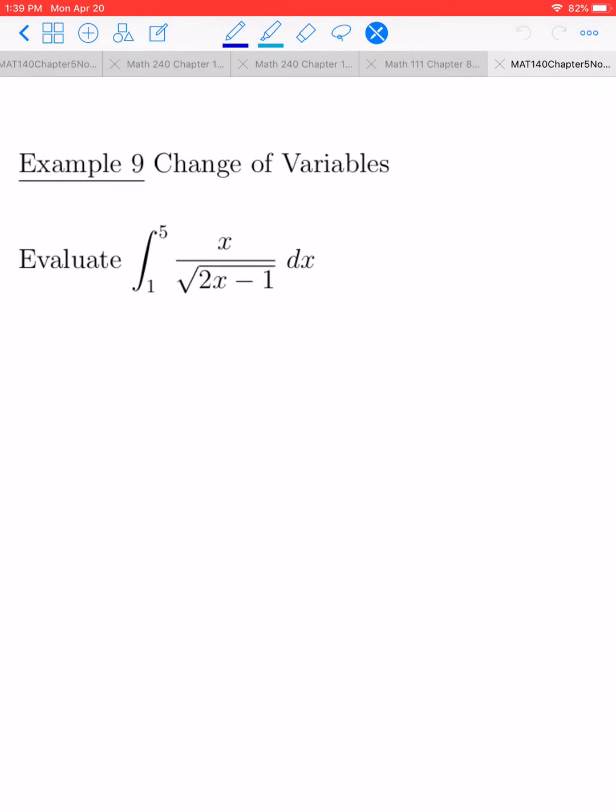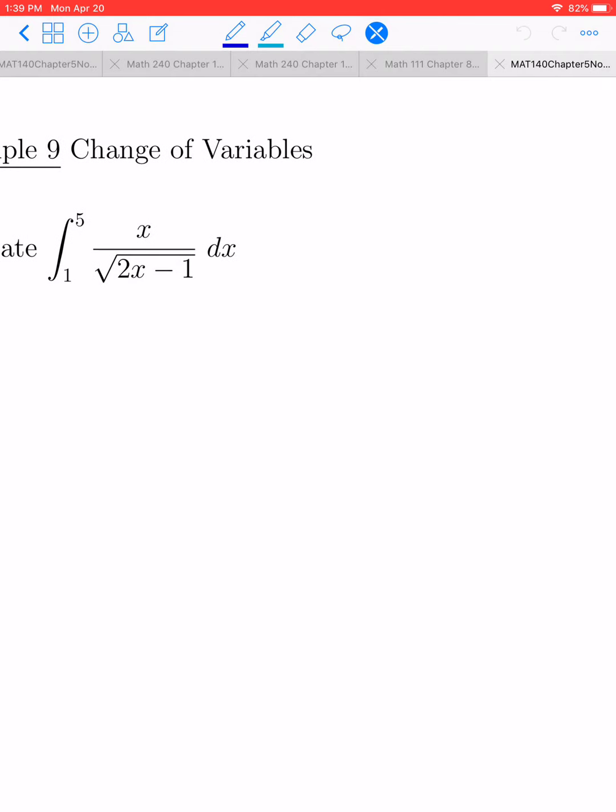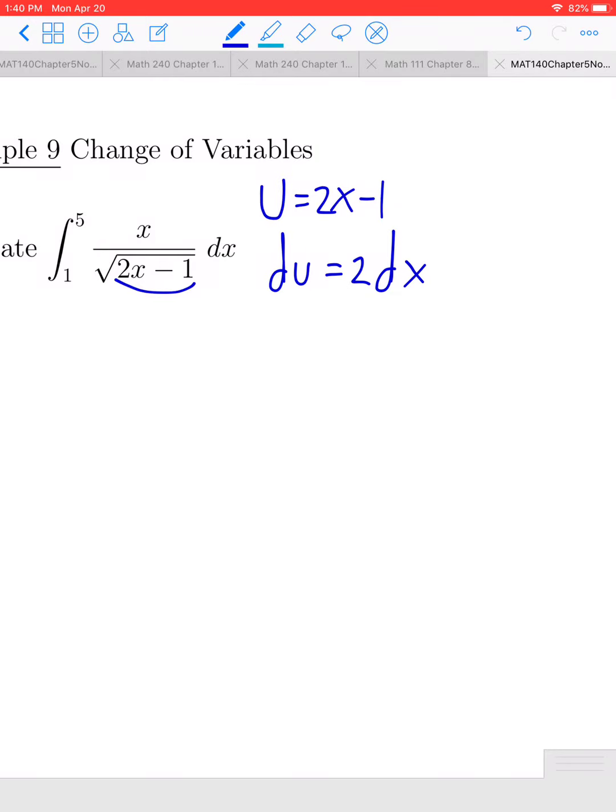Let's look at another one of these. We want to find the definite integral from 1 to 5 of x divided by the square root of 2x minus 1. It's not an elementary antiderivative. A good suggestion might be to let u be the part under the square root. Then our du would be equal to 2 dx.